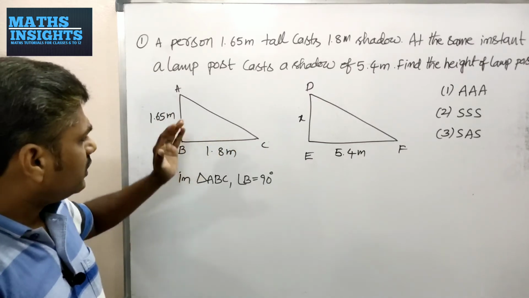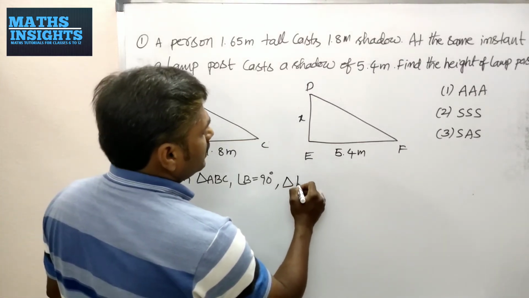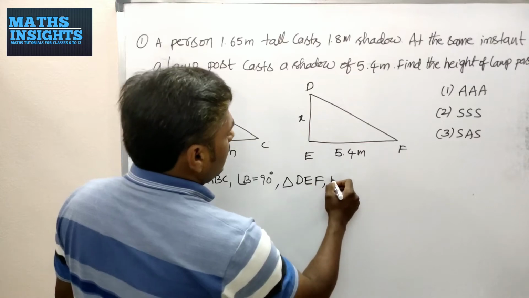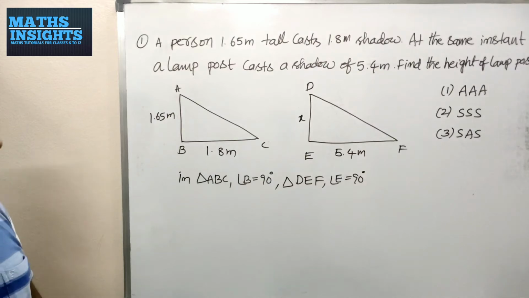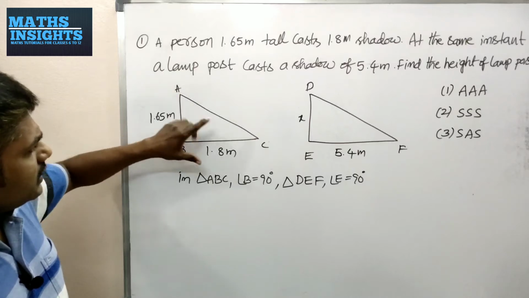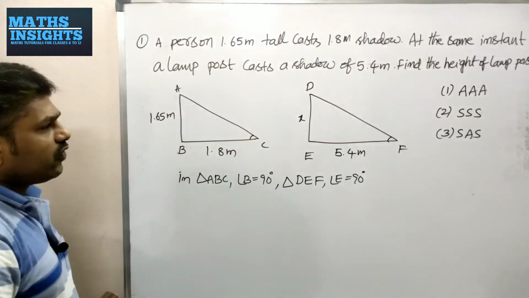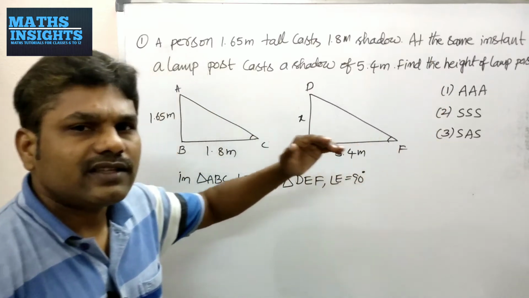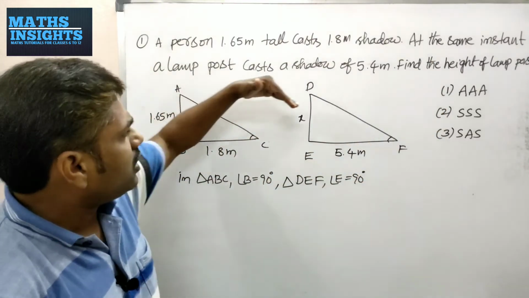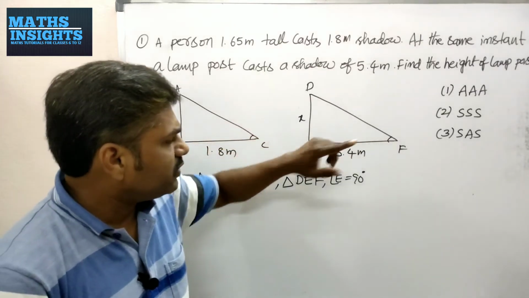That is simple. And here in triangle DEF, angle E is equal to 90 degrees. Two angles are equal, and this angle is equal to this angle. Why? Because it is saying that at the same instant, at the same time, these two are parallel to each other, so the angles subtended by them will become equal.